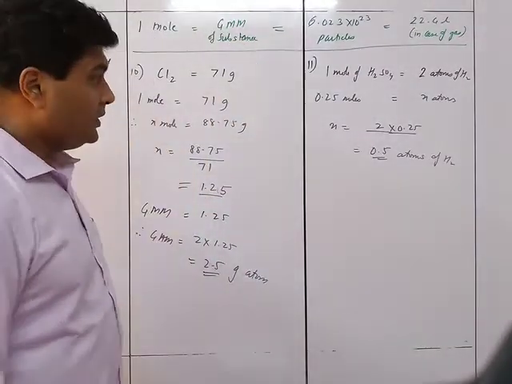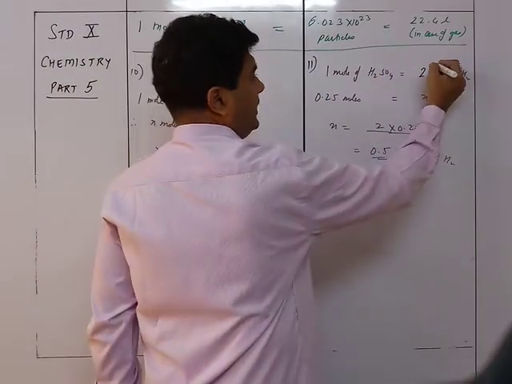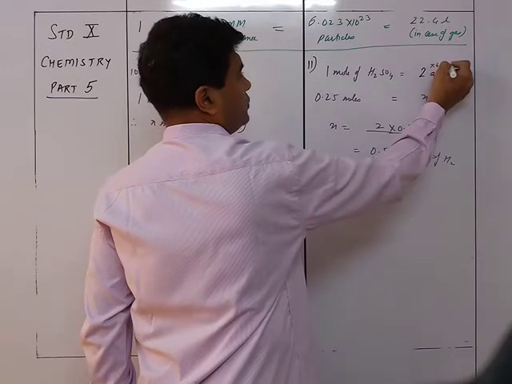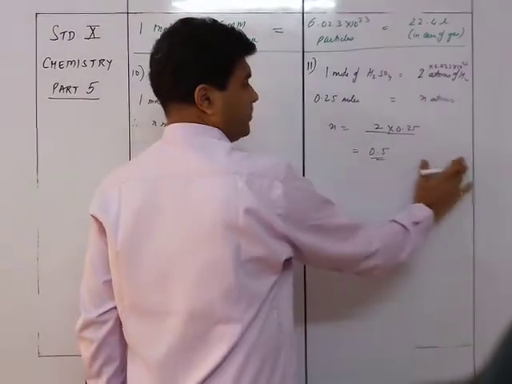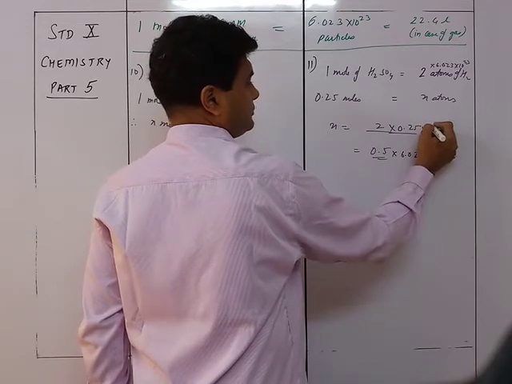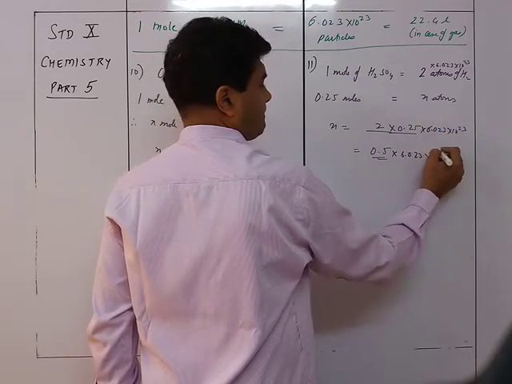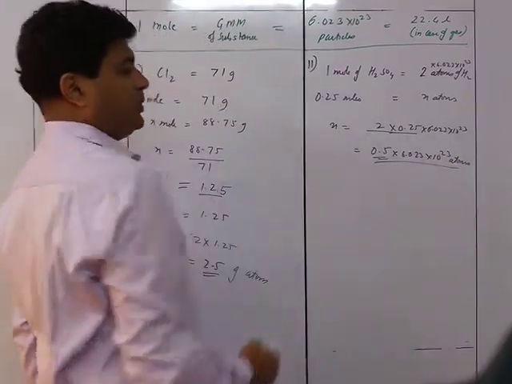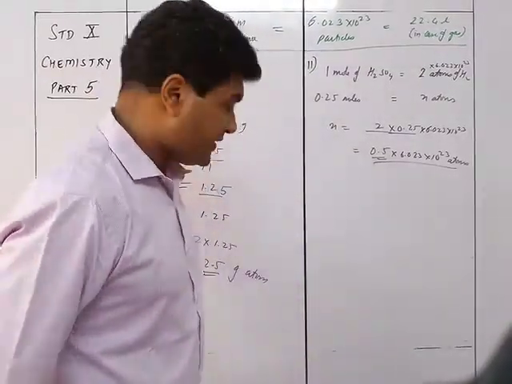Very simple sum. Oh, so sorry, it will be 0.25 into 2 into 6.023 into 10 raised to 23. So the number of atoms in 0.25 moles of H2SO4 will be 0.5 into 6.023 into 10 raised to 23.